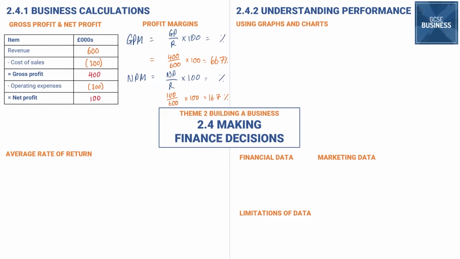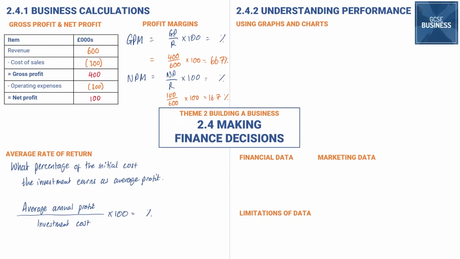Average rate of return, a little bit more complicated as a concept, but the calculation is really, really straightforward. This is, if we have an investment project, what percentage of the cost we spent on the investment do we earn as an average profit? So for example, if we said that we had an investment of £1 million and we had an average annual profit of £500,000, that would be 50%. That means every year we get 50% of our investment cost as profit.